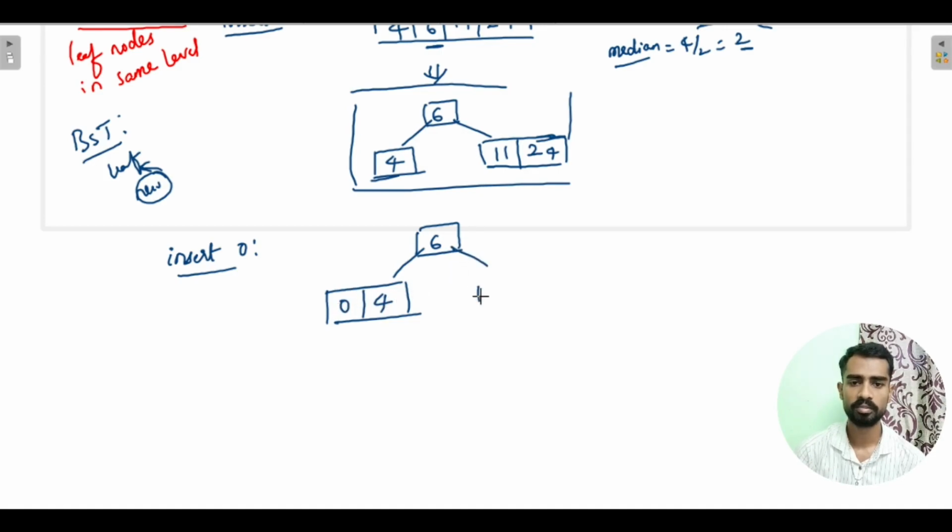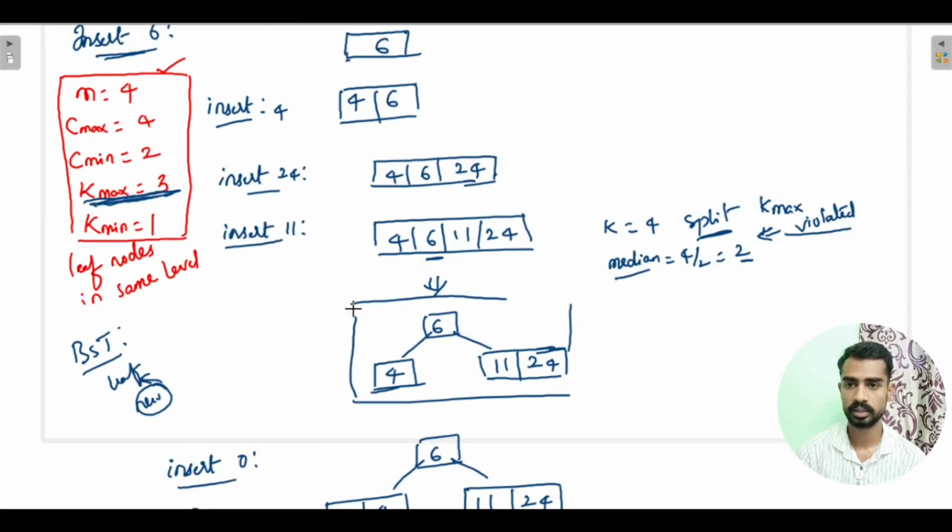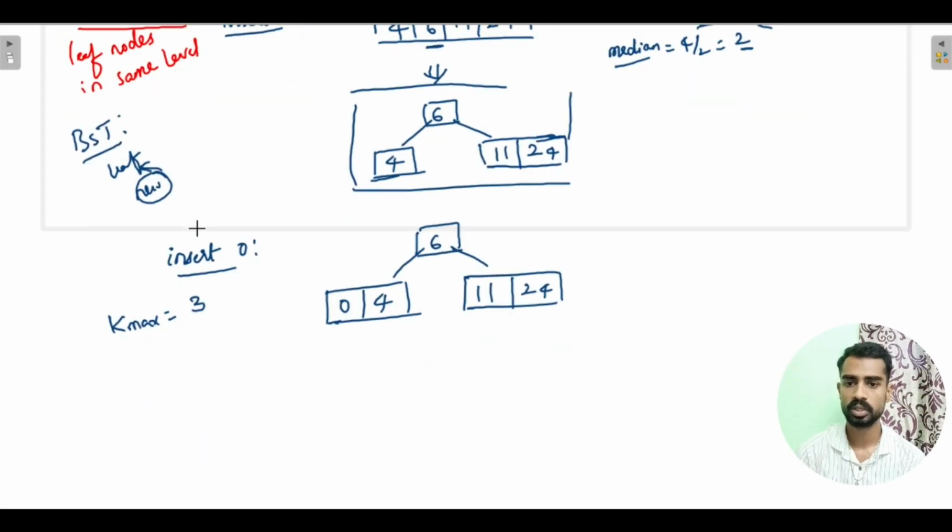After insertion, we should check the properties of the B-tree. Now the insertion is performed, so we check the properties. What is the K maximum for this particular tree? 3. Here the maximum is 3, but we have only 2 keys in this node, so we don't have to worry about balancing the height of the tree. Now we are happy and can go and insert the next element.